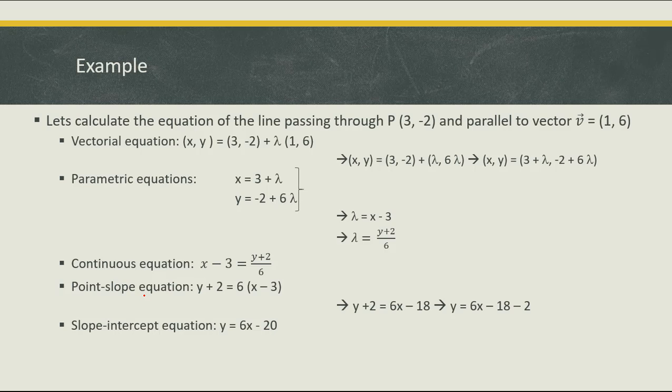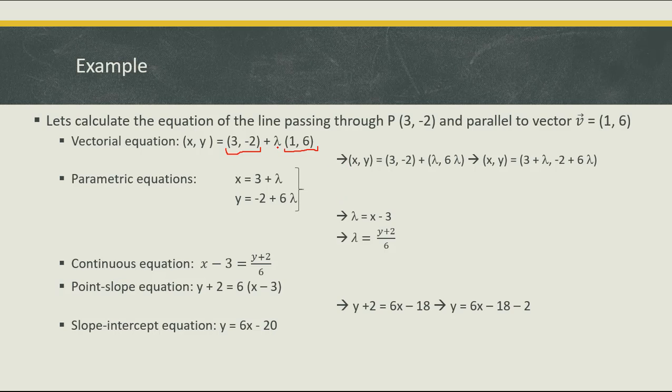I'm going to calculate the equation of the straight line passing through the point (3, -2) that is parallel to the vector (1, 6). First of all, I'm going to write the vectorial equation. As I told you, this is very easy. I just have to write (x, y) equals the coordinates of the point (3, -2) plus lambda multiplied by the vector (1, 6). This is the vectorial equation. Enough, I've ended. But if I want to calculate the others, I have to continue with the process.